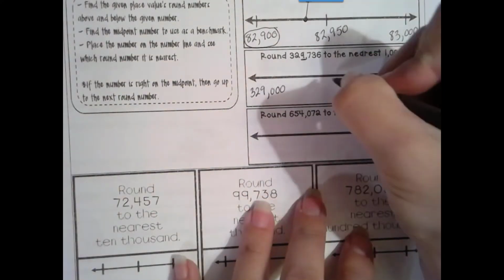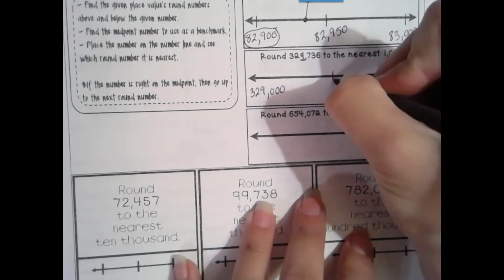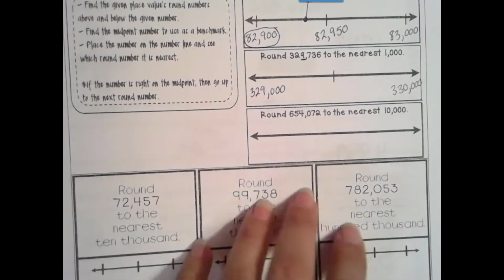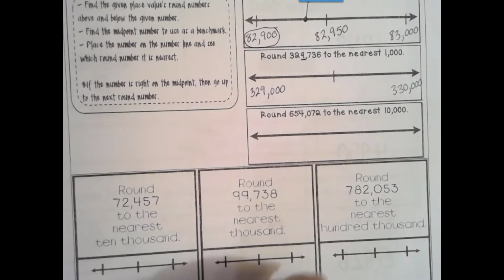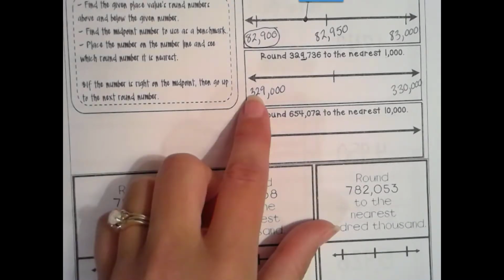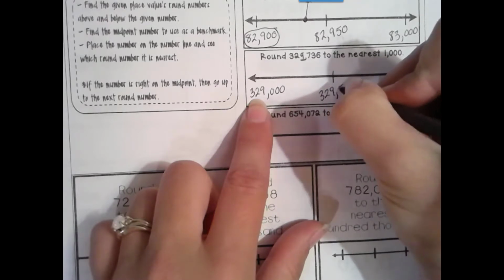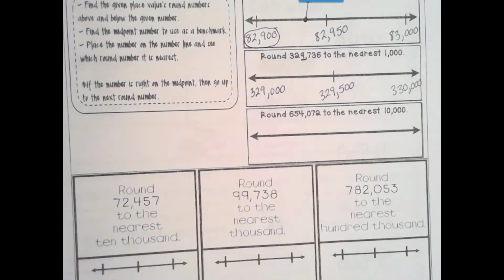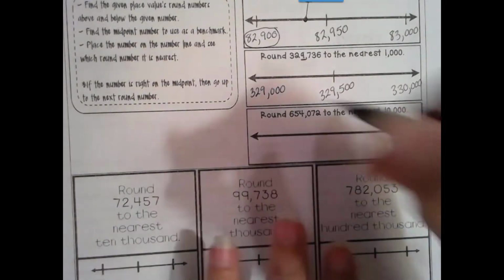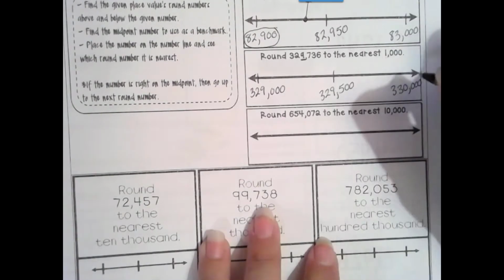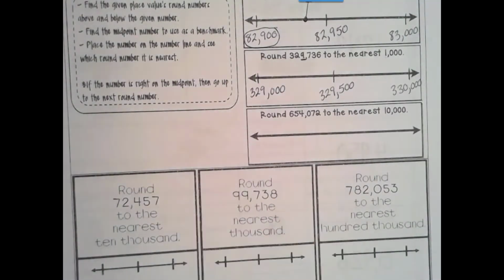Now we need to find our benchmark, our halfway or midpoint. Half of 1,000 is 500. So we put 329,500. That's our benchmark or midpoint. These are our end points, or our borders there, boundary points.